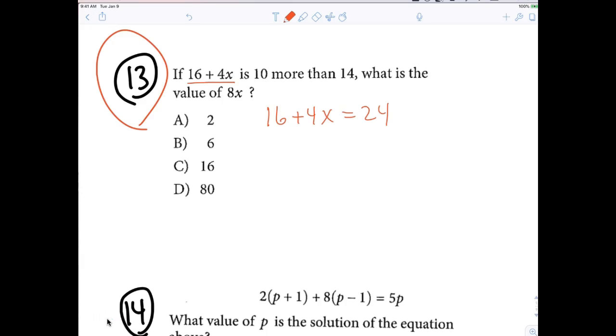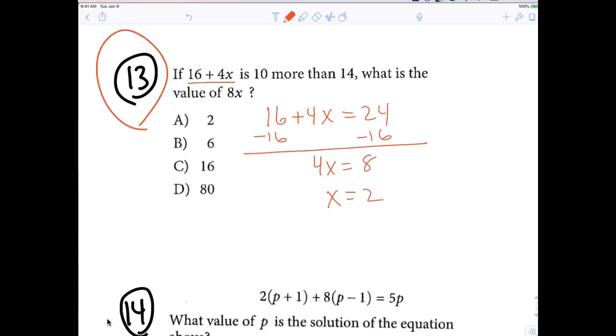So you do minus 16. Yes, you do. And that then would be 8. Yep. And so now what? So 4x is equal to 8. And so that would mean the answer x is 2, right?